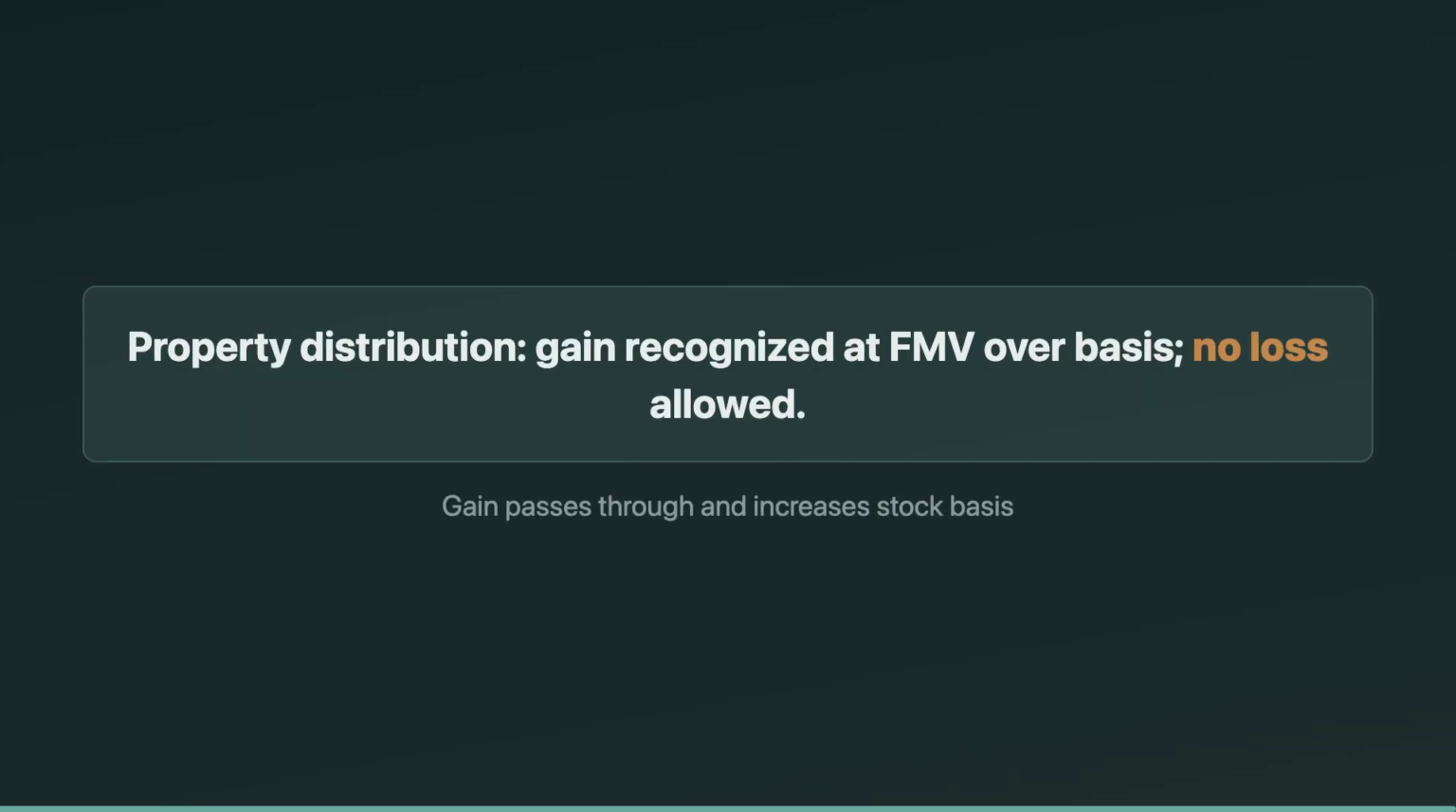Property distributions get weird fast. The distribution amount to the shareholder is cash plus the property's fair market value. If the S corporation distributes appreciated property, the corporation recognizes gain as if it sold the property at FMV. That gain flows through and increases shareholder basis. But there's a harsh rule. If the property is worth less than basis, no loss is recognized. Gains yes, losses no.